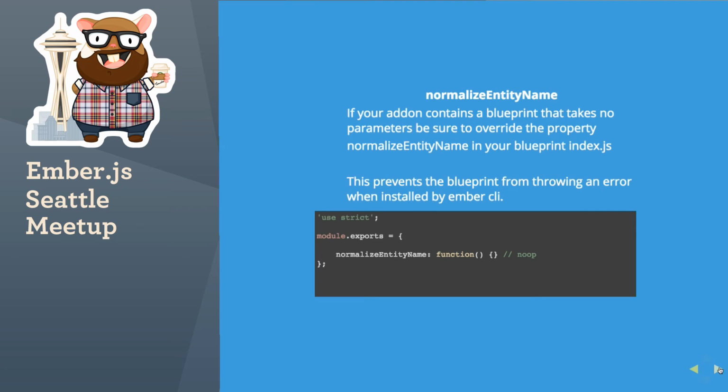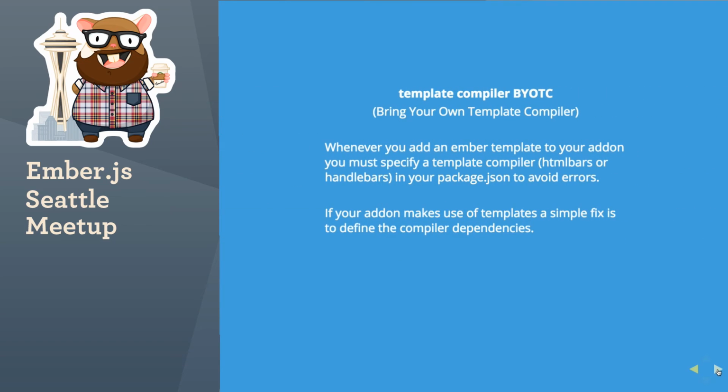Normalized entity name. If you have an add-on that contains a blueprint and it has no parameters, you want to make sure you override this hook so that when you're trying to install your blueprint, it doesn't throw an error and Ember-Cli won't complain to you. It's just a little gotcha you might want to make note of. You don't have to do anything with it, just declare it and have it be there.